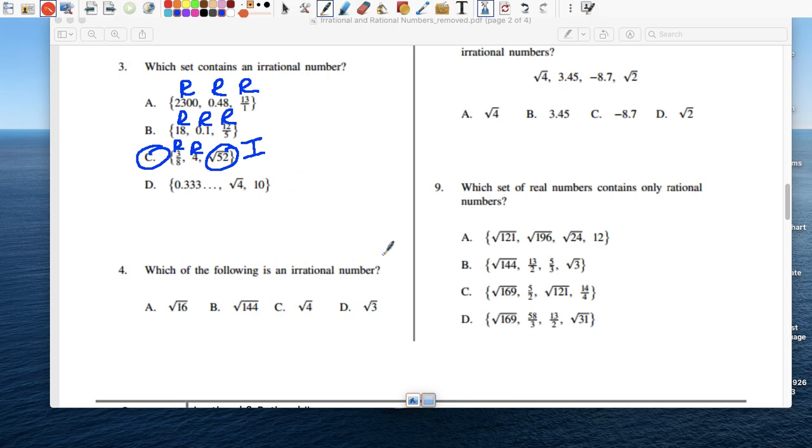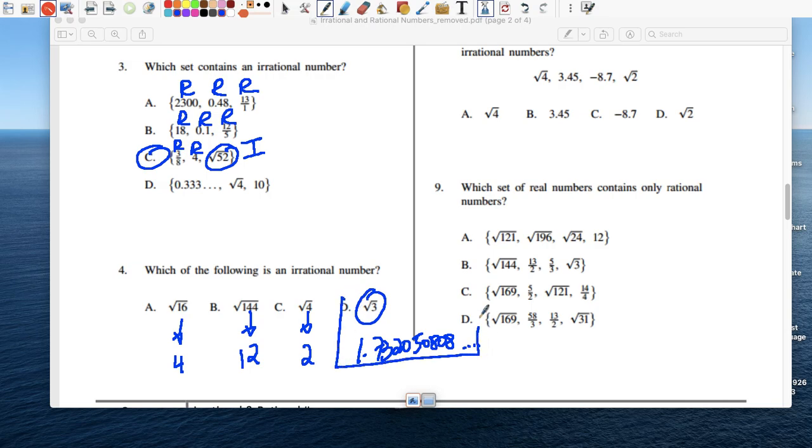Which of the following is an irrational number? Well, square root of 16, we know it's 4. Square root of 144 is 12, and 12 is just a nice whole natural integer, right? Square root of 4 is 2, so that's rational. But square root of 3 is a decimal that goes on forever and ever, right? It's 1.7320508088, and so forth and so forth, which makes this guy irrational.